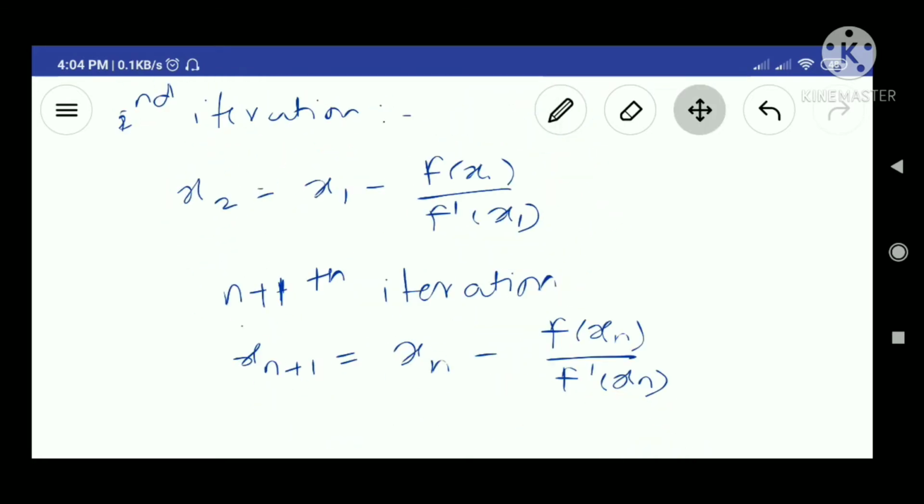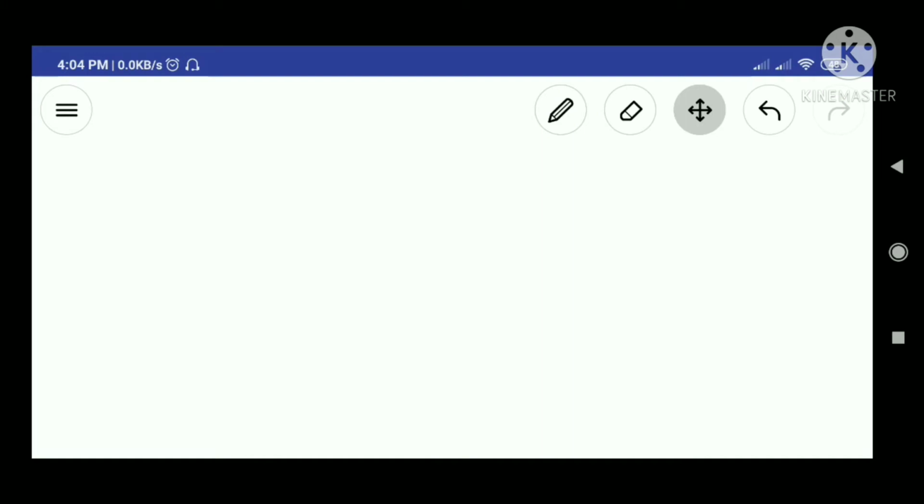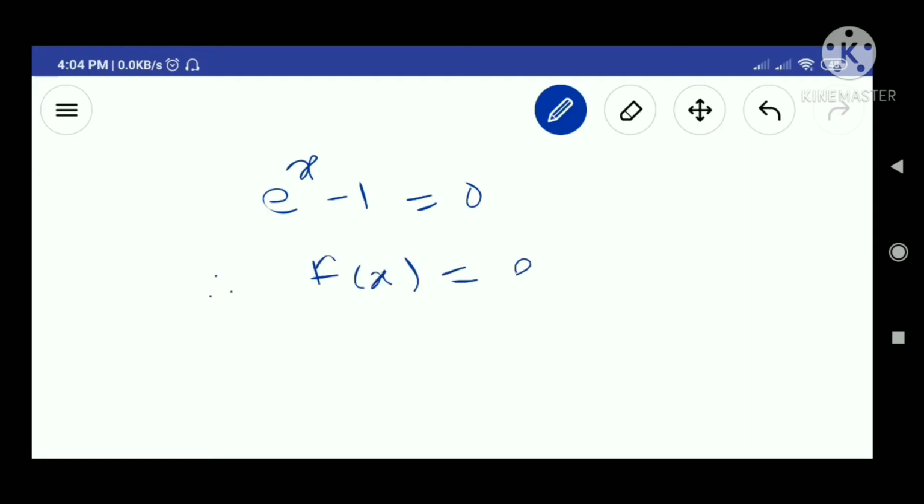So let us start our example. That was the revision. So the question was e raised to x minus 1 is equal to 0. This is the equation. So what is f of x? f of x will be e raised to x minus 1. Here note that if the RHS is equal to 0, then the LHS will be f of x. If the RHS is non-zero, then first of all shift that non-zero term to the LHS, and after that equate the LHS as f of x. This is f of x.